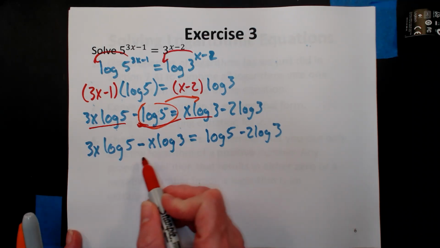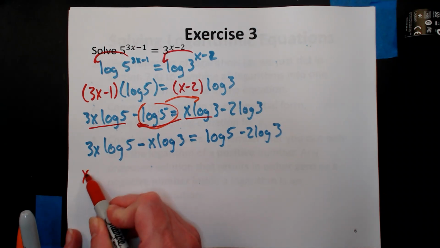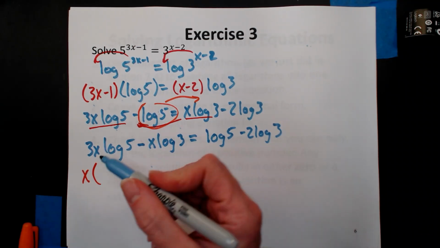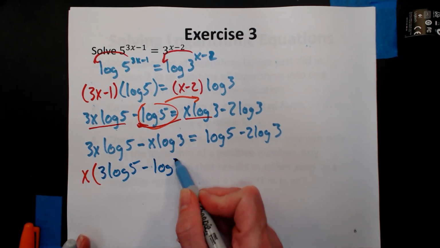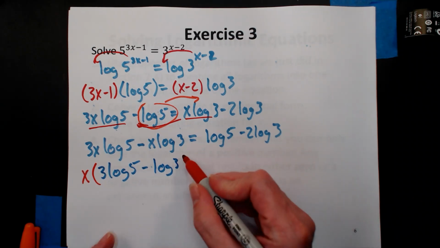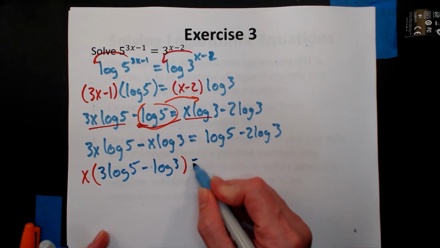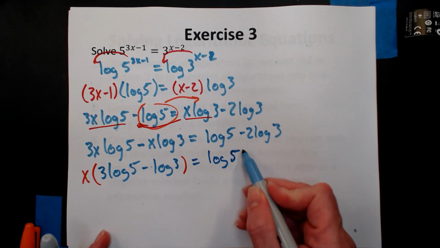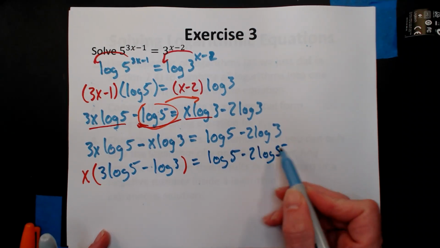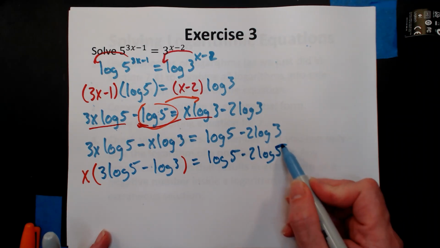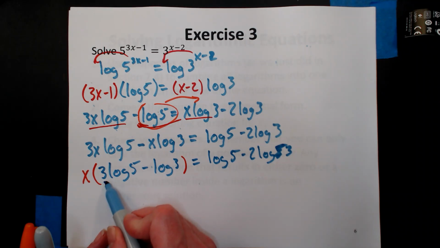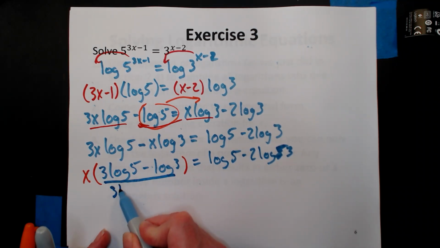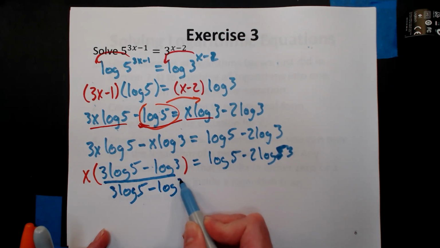So now up front I'm going to factor out this x. So I'm going to have x times, and then I'm going to have left behind 3 log 5 minus log 3 equals log 5 minus 2 log 3. I said 3 and I wrote 5. And then I'm going to divide both sides. Remember, this is a number, just some horrible decimal that I don't want to write out. So I'm going to divide both sides by 3 log 5 minus log 3.